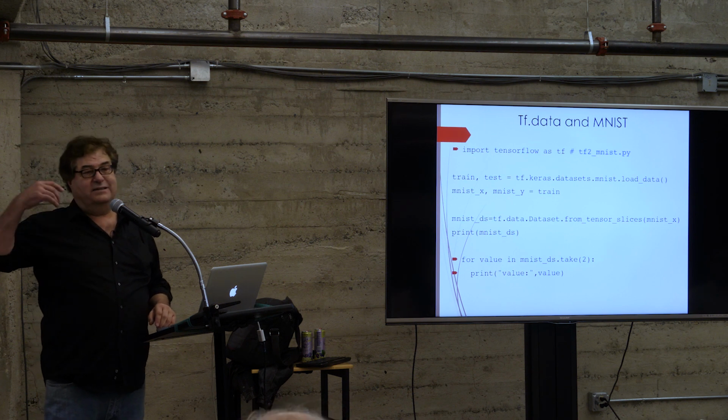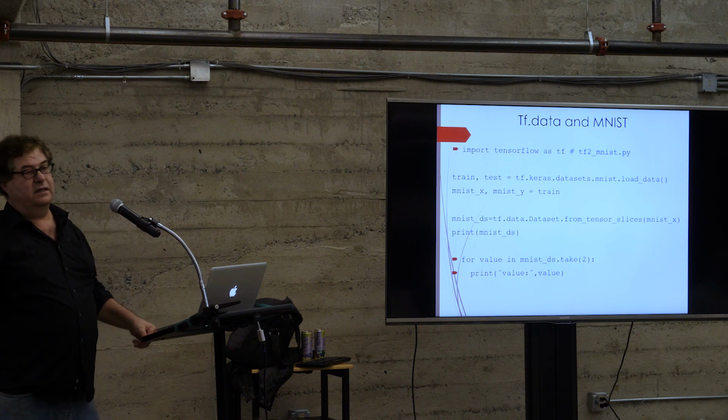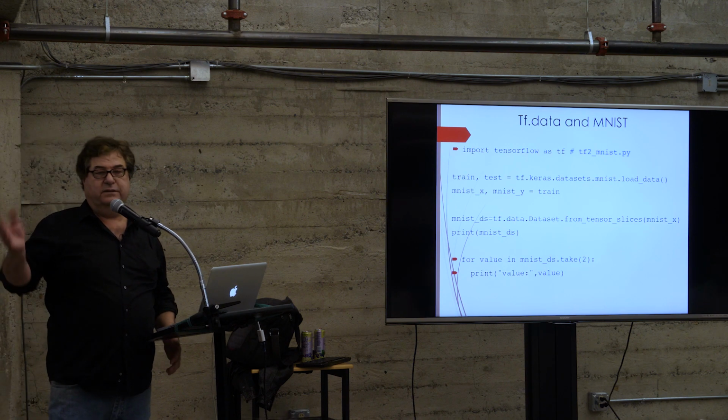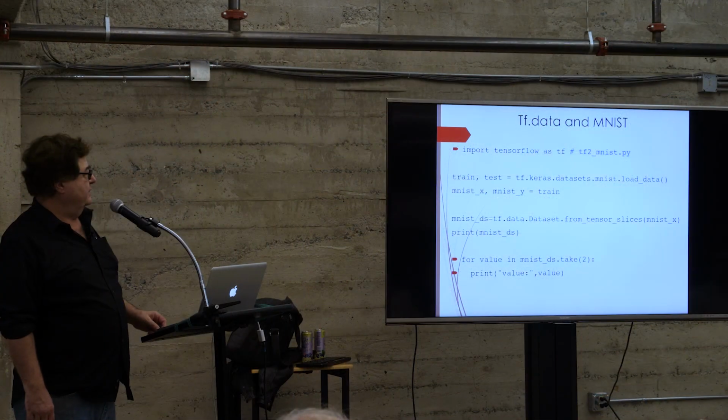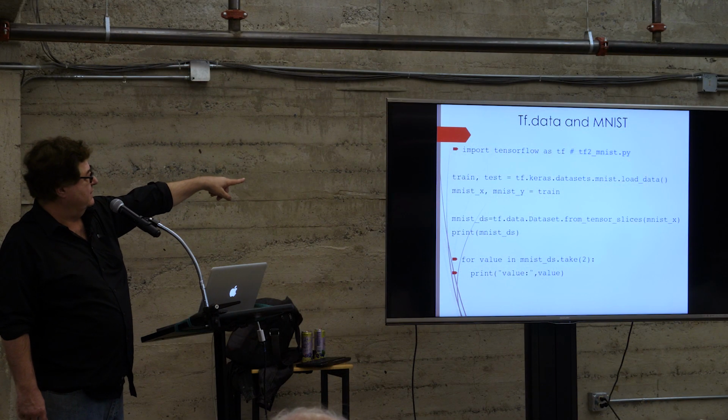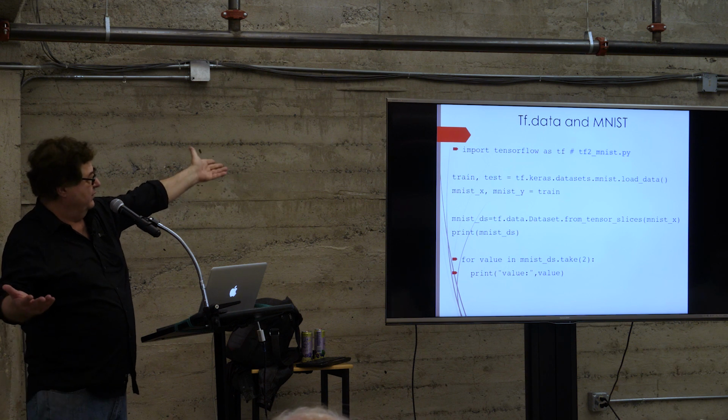Yeah, so it's about 70,000 thumbnails, each of which is 28 by 28. And each thumbnail is the representation as a bitmap of a handwritten digit, 0 through 9. So there's 10 classes.